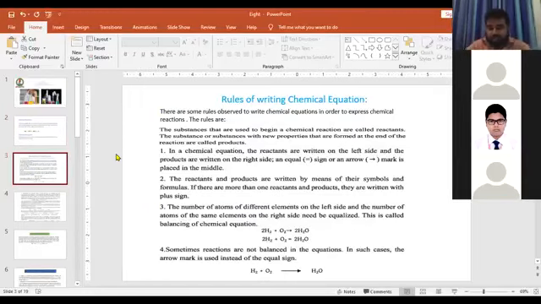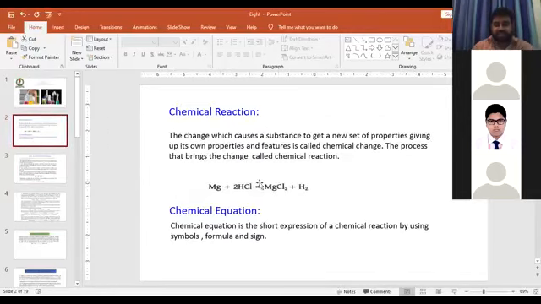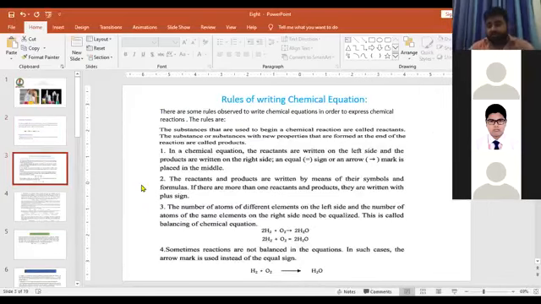Okay. Rule one. In a chemical equation, the reactants are written on the left side and the products are written on the right side. An equal sign or arrow mark is placed in the middle. Please see the reaction. Magnesium and HCl are reactants, so they are on the left side. Magnesium chloride and hydrogen are products, so they are on the right side. Then the middle is an equal sign or arrow sign, as you wish. Number one. Yes, sir. Rule two.